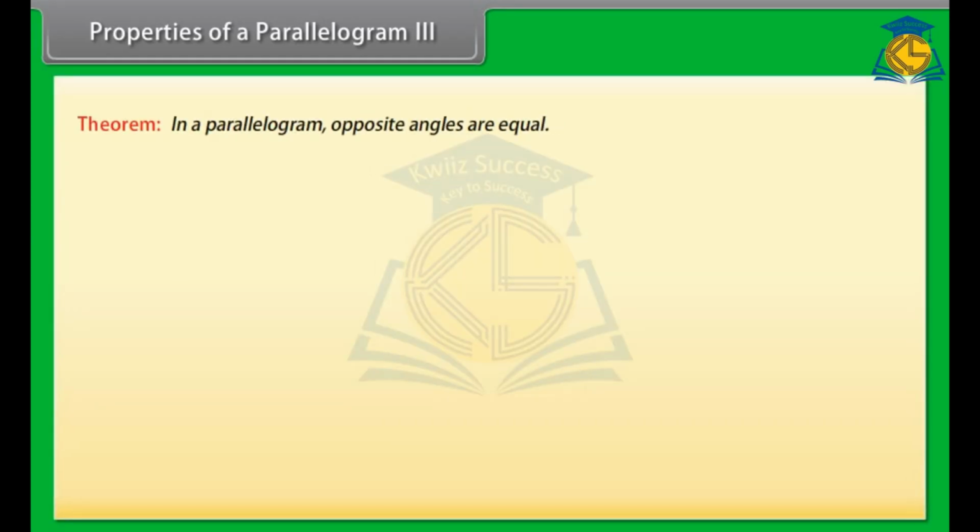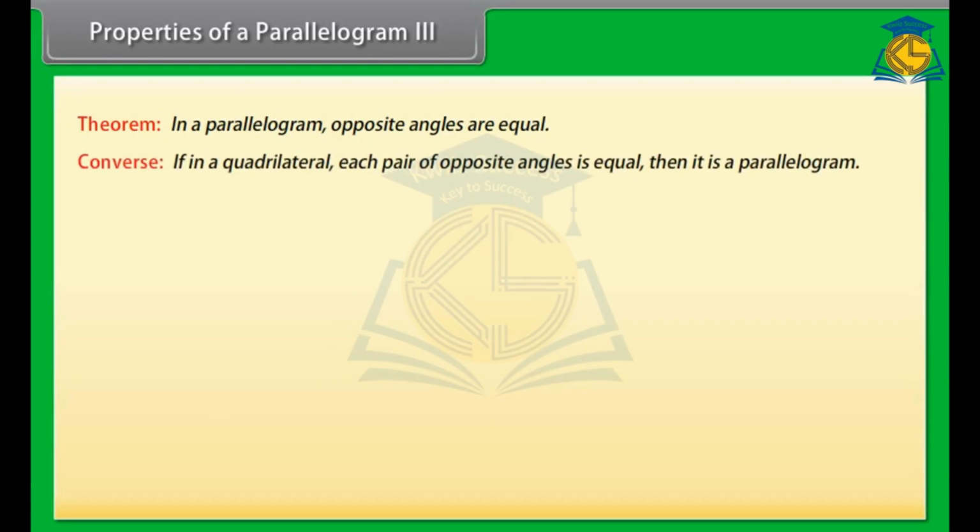Another property of a parallelogram says that in a parallelogram, opposite angles are equal. The converse of this theorem says that if in a quadrilateral each pair of opposite angles is equal, then it is a parallelogram. Now let us find one more property.